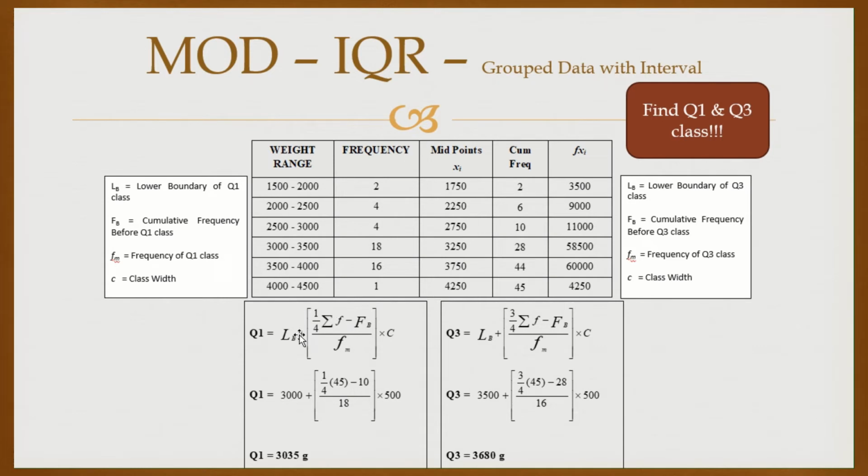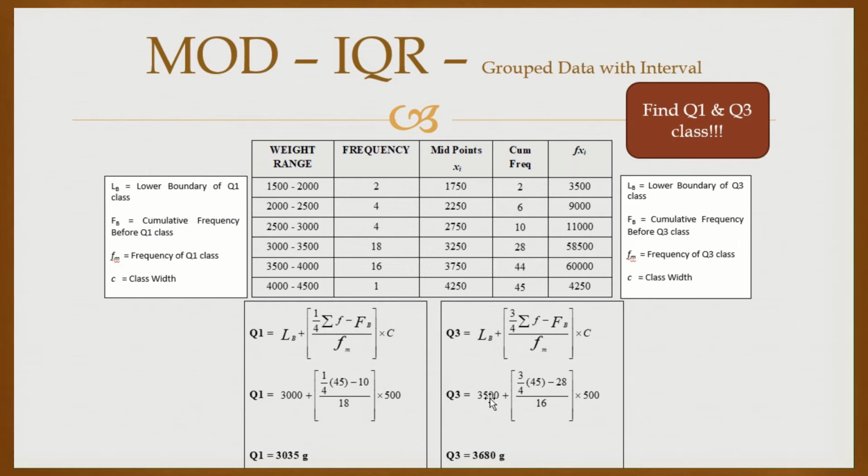Okay, so the lower boundary of your Q1 class is 3000, right? 3000 plus 1/4 times the total frequency of 45, minus the cumulative frequency before your Q1 class. This is my Q1 class, that's 10, divided by the frequency of the Q1 class, which is 18, times 500, the size of the class. That's how you find Q1.